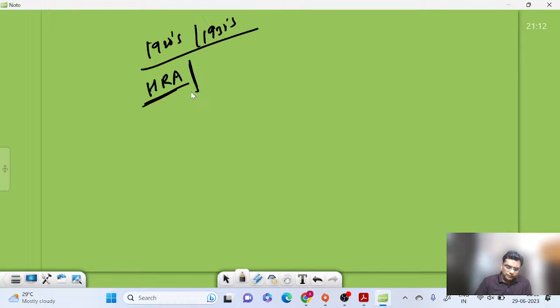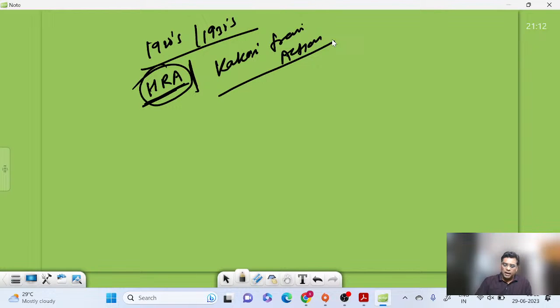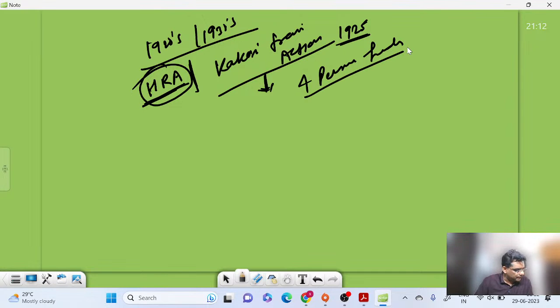and at the same time you'll find the Kakori train action. In this Kakori train action in 1925, four persons were hanged. So this is how you start from here, and then the name of HRA was changed to HSRA.